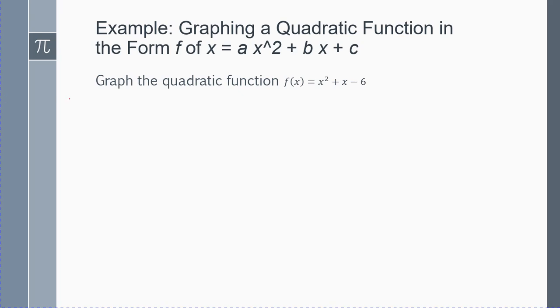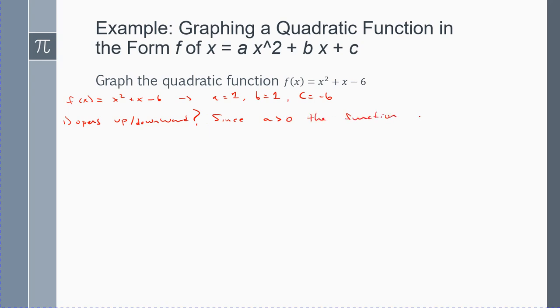Okay, so the first thing you're going to do, 1. So just so we're clear here, my value of a is what is in front here, so it's 1. My value of b is also a 1. And my value of c here is negative 6. All right, so opens upward or downward? Well, look here. Look at the value of a. A is positive. The function, the parabola, opens upward.